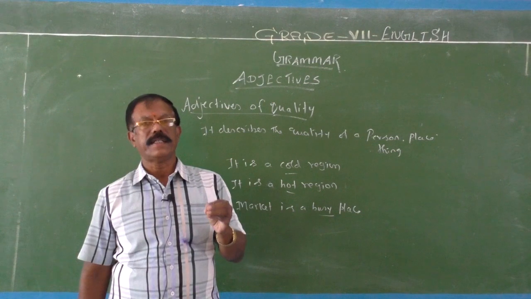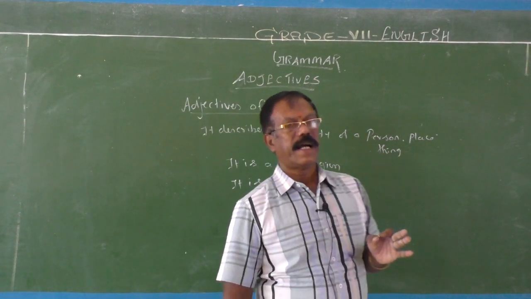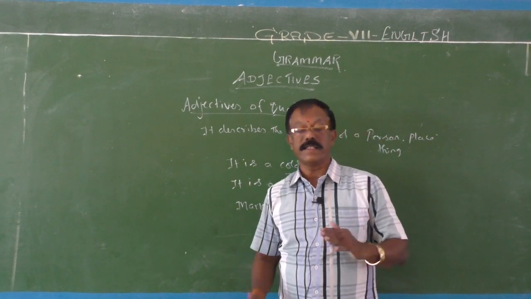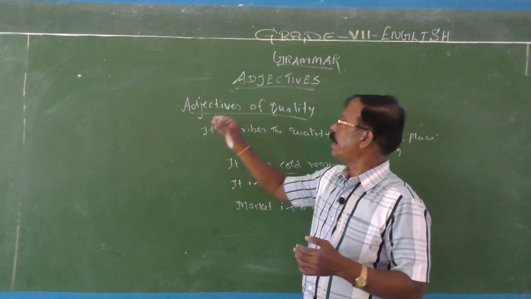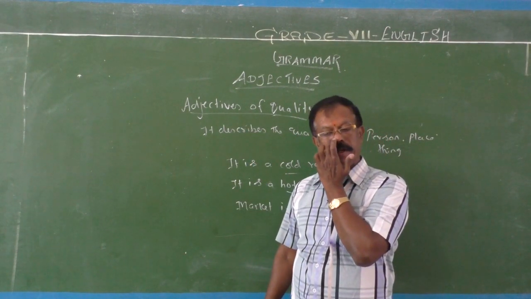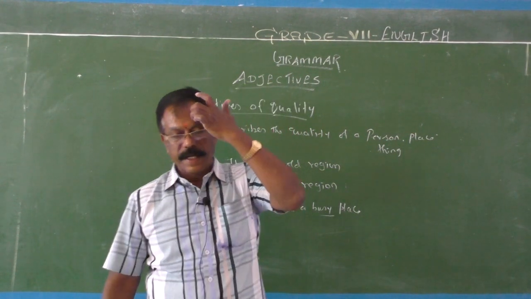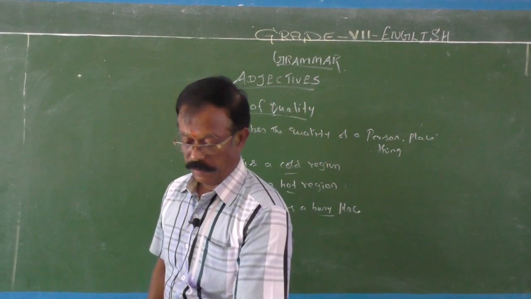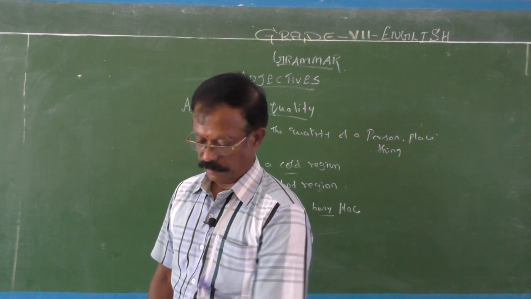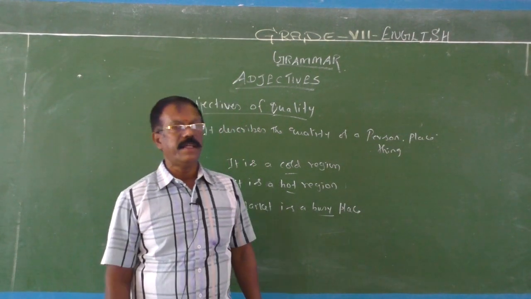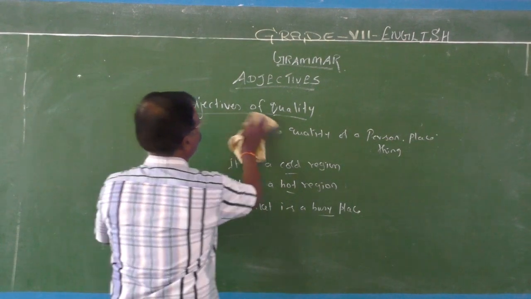So adjectives that describe the person, adjectives that describe the place, adjectives that describe things, that is the quality of the person, quality of thing, and quality of place, are called adjectives of quality. They answer the question, what kind of? Okay, fine. Next, adjectives of quantity. When you talk about quality, you have to think of quantity also.